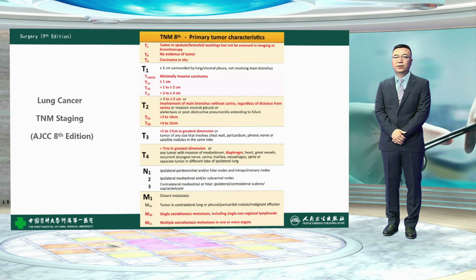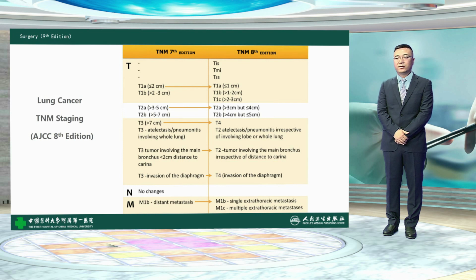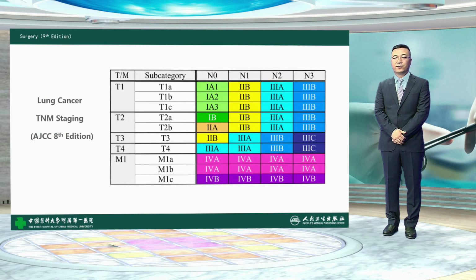This table is the lung cancer TNM staging system. This table shows the description of TNM in detail. This slide shows the difference between the 7th and the 8th edition of the lung cancer TNM staging system. This is the staging table we are using now.